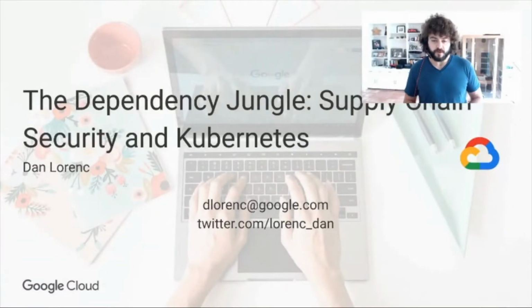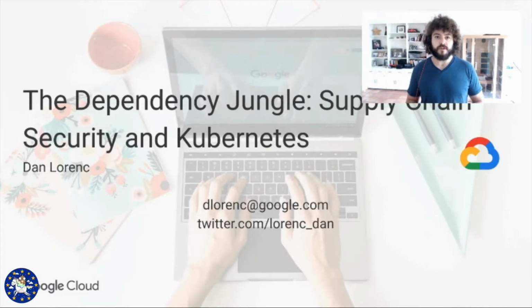My name is Dan Lorenc, and I'm going to be talking about supply chain security and Kubernetes. In this talk, I'm going to cover a couple different trip reports and case studies of some time I spent trying to improve the supply chain security of the Kubernetes dependency tree. I'll go over a couple examples in detail, and then also cover some lessons I learned along the way.